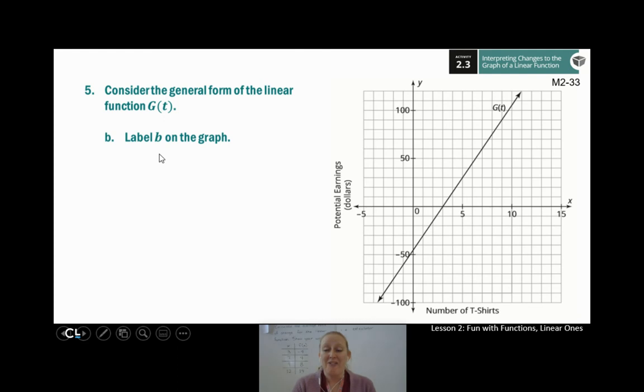Where's b on the graph? Go ahead, write it down, hit play when you're ready to check your work. So we said the b value is, of course, our y-intercept, and that's right here. There's our y-intercept. Good job.